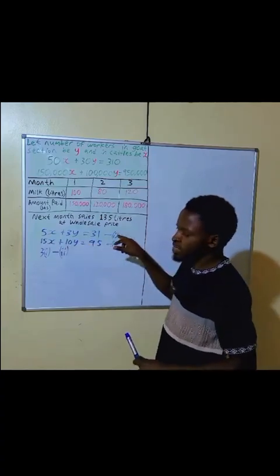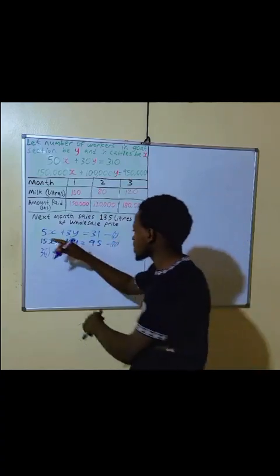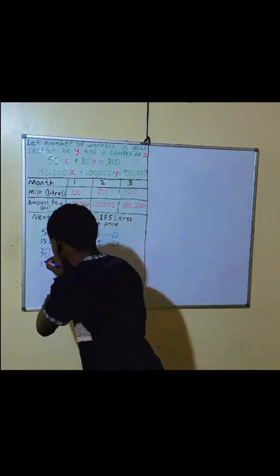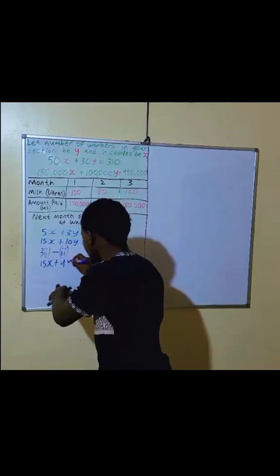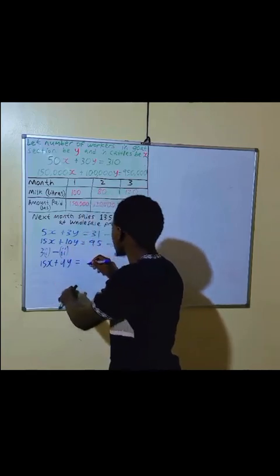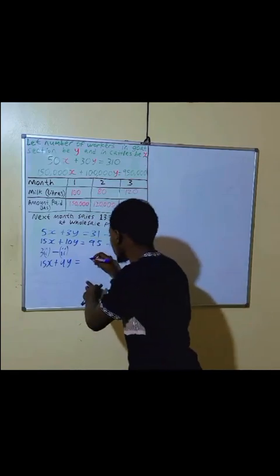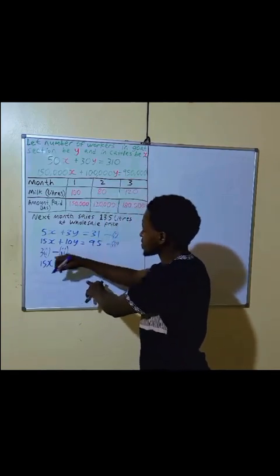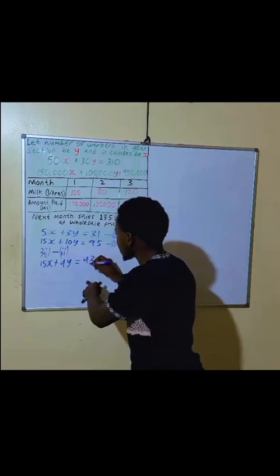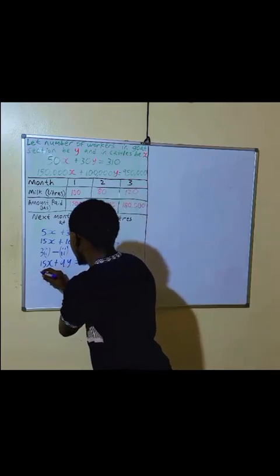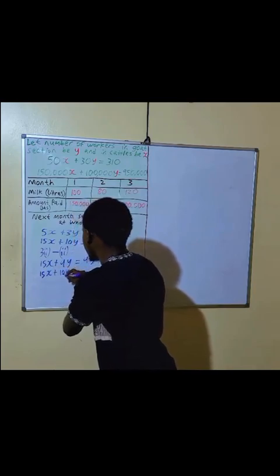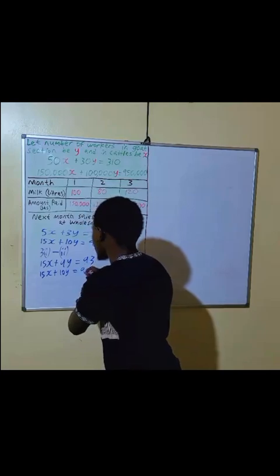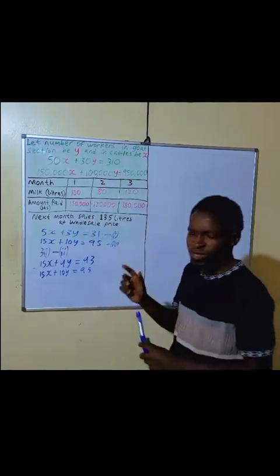Multiply 3 throughout here. It becomes 15x plus 3 times 3, you get 9y equals 31 times 3, you get 93. The second equation remains the same. It is 15x plus 10y is equal to 95. Then I subtract the two equations.